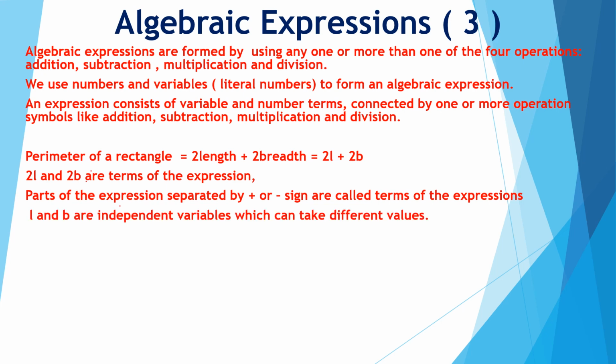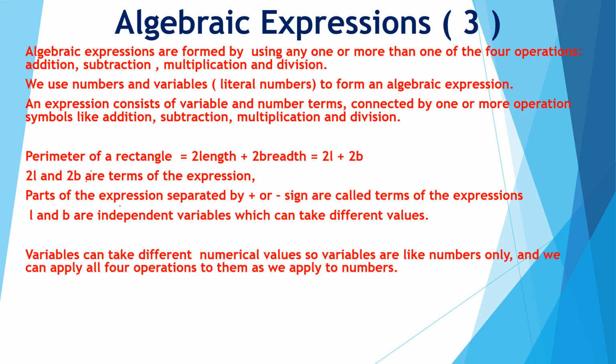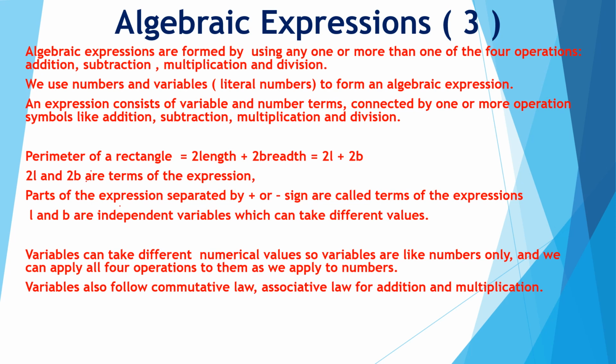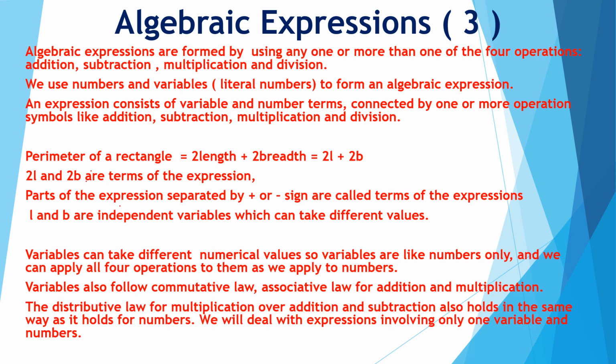L and B are independent variables which can take different values. Variables can take different numerical values, so variables are like numbers only, and we can apply all four operations to them as we apply to numbers. Variables also follow commutative law, associative law for addition and multiplication. The distributive law for multiplication over addition and subtraction also holds in the same way as it holds for numbers. We will deal with expressions involving only one variable and numbers.